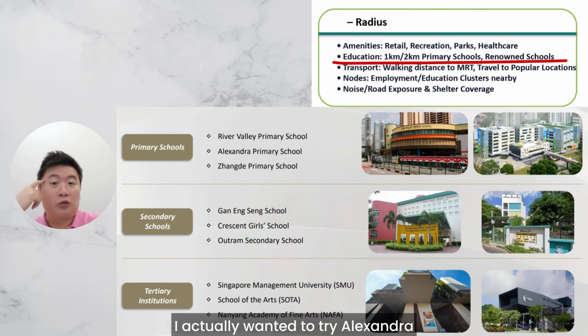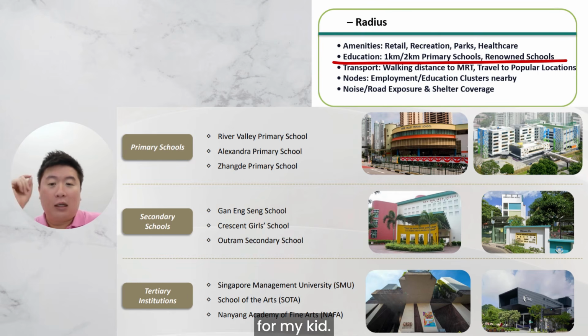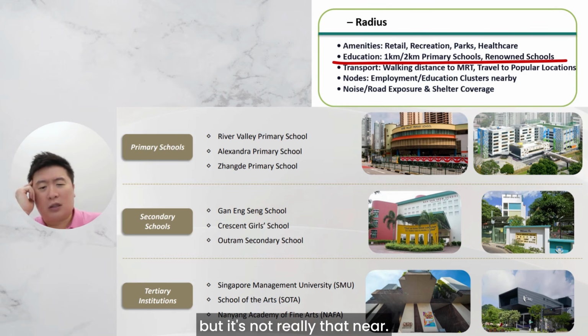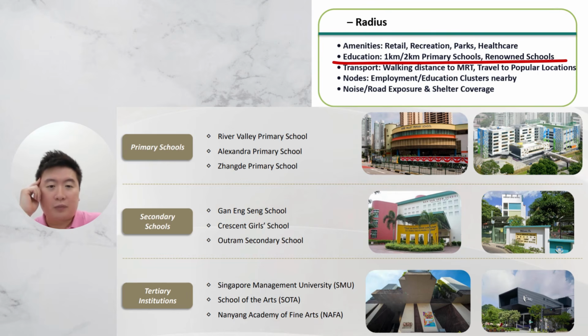I actually wanted to try Alexandra Primary School as well for my kid, but once I heard all those new feedback since the change of principal, I think if I do buy Zion Grand, it will be River Valley Primary School for my kid. Okay, and then secondary school you have your Singapore Crescent Girls, Outram, and then tertiary you have this, but this one's not really that near. You still need quite a bit of driving distance.